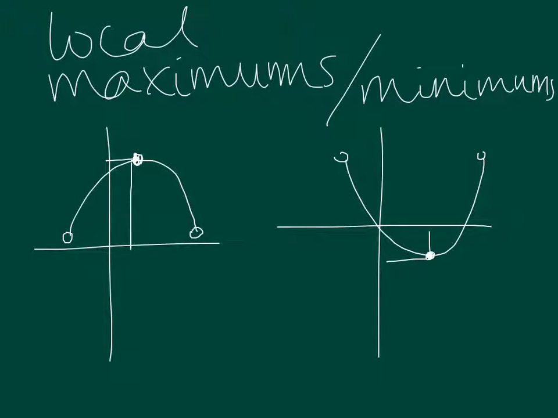Or if we use the vocabulary that we learned just now, on either side of a local maximum, it has to be increasing to the left of it and decreasing to the right of it. With a local minimum, it must be decreasing to the left of it and increasing to the right of it.